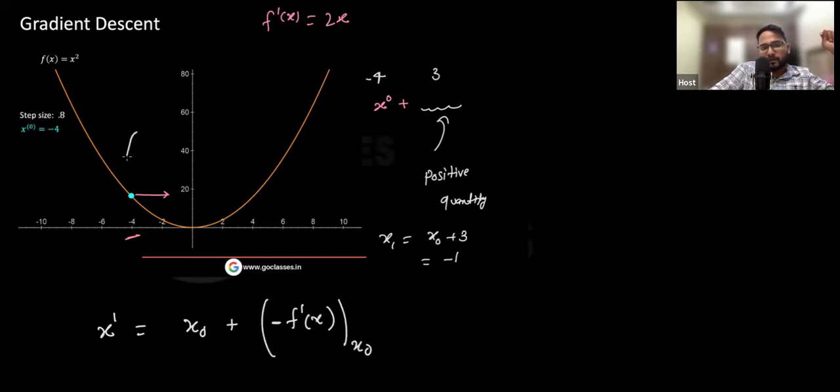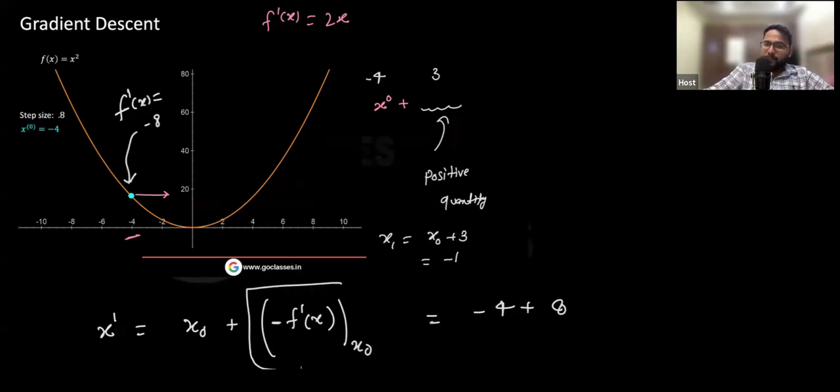Can you tell me the value of f dash x here? F dash is 2x, so I think minus 8, right? So it is minus 8. So you can add minus 4 plus minus of minus 8, which means you can add 8. But they're saying it might be too high a number.